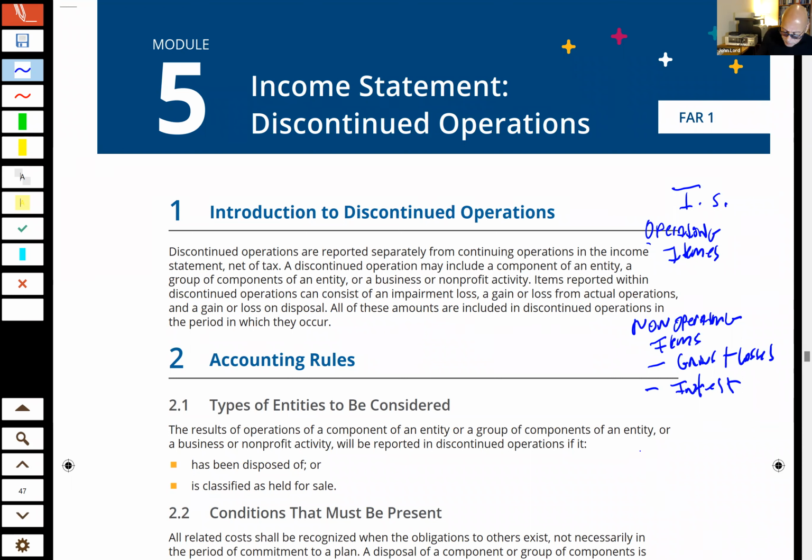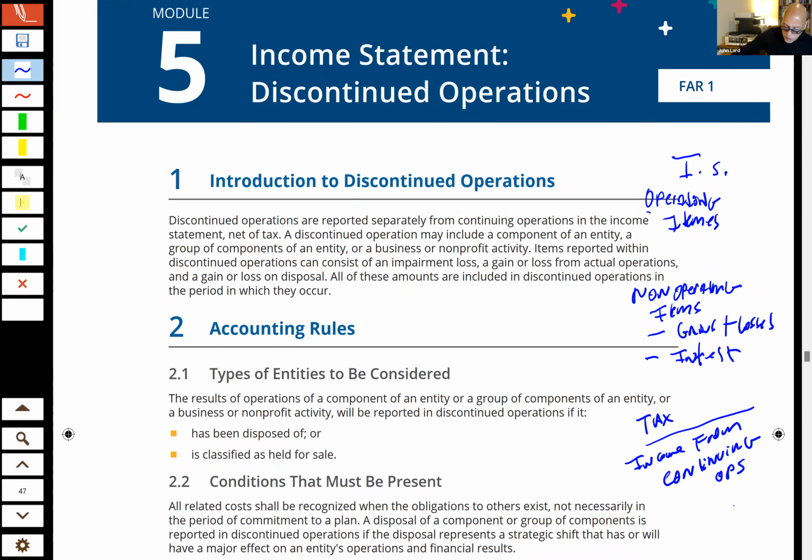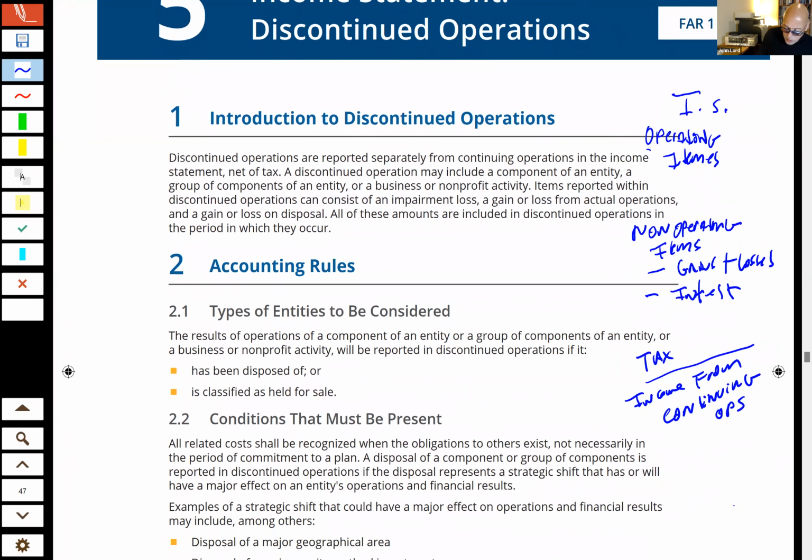And then we had what? Tax. And that would yield us what? Income from continuing operations. Okay, now we saw that in some cases we could have what? Discontinued ops. Okay, and that's where we are now.